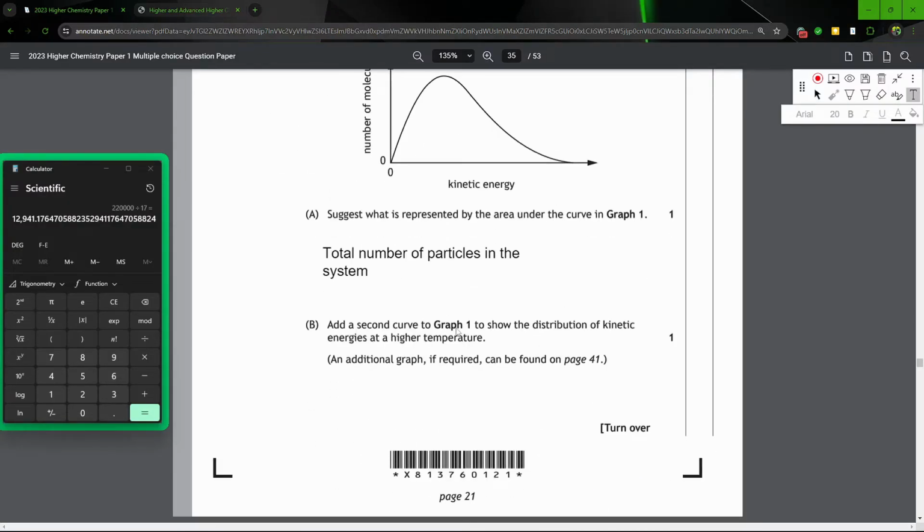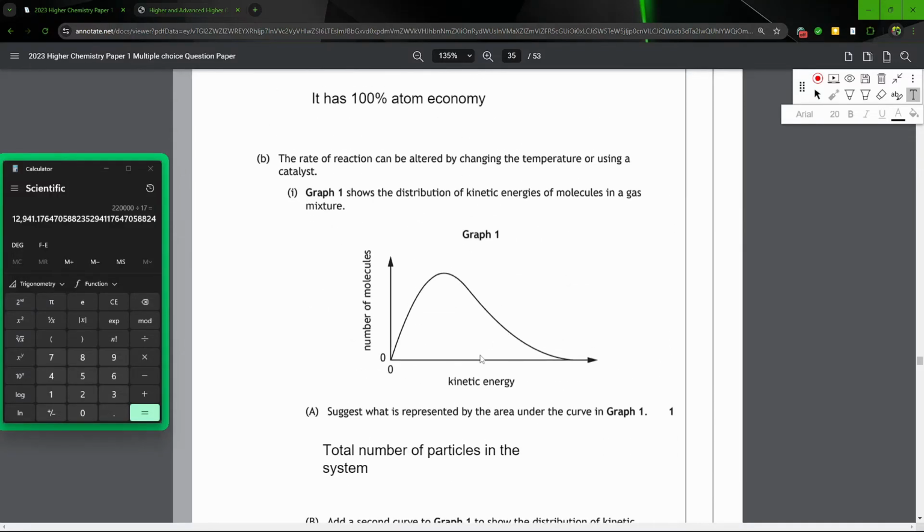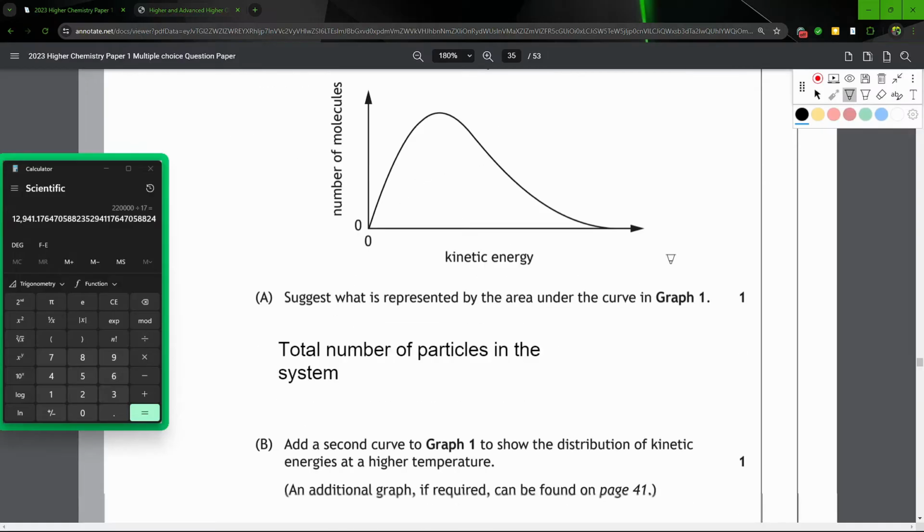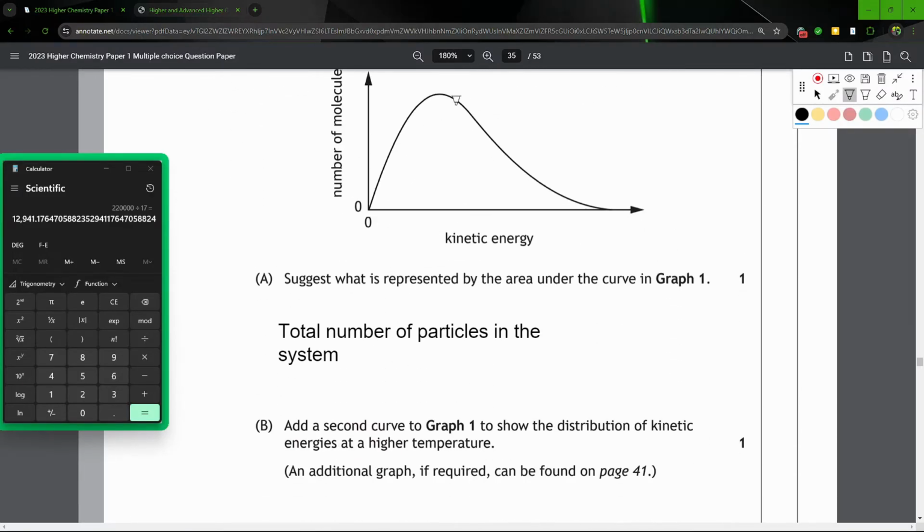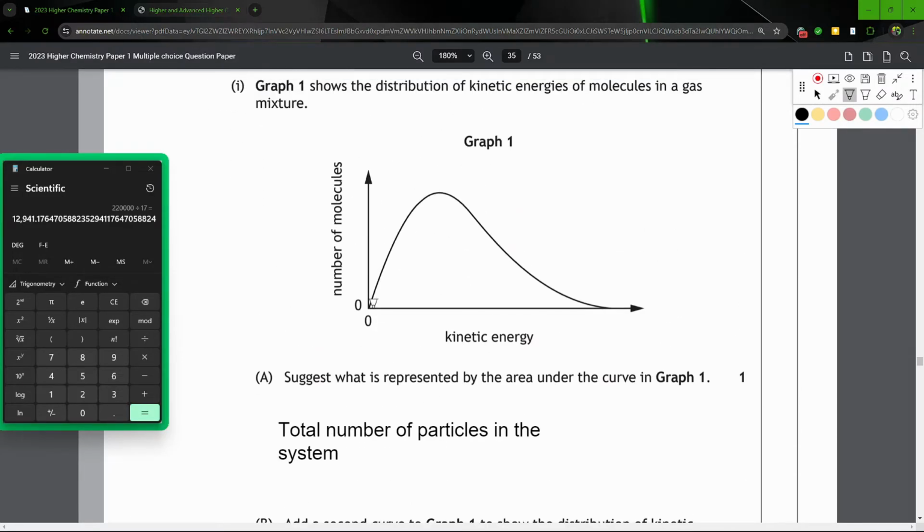Add a second curve to graph 1 to show the distribution of kinetic energies at a higher temperature. Okay, so what we're going to have to do here is remember the total number of particles in the system stays the same, so the area underneath the graph stays the same, so you can't go crazy. But we also want to shift it to the right because more of them have a higher kinetic energy. So it looks something like this, right? So it's still roughly the same area, but it'll have a lower peak at this point. So same area, but it'll be moved slightly to the right.